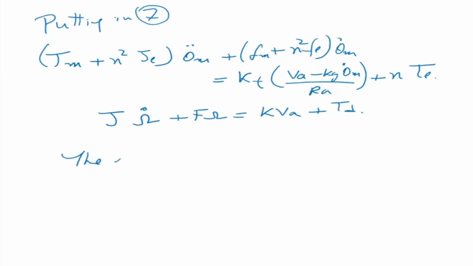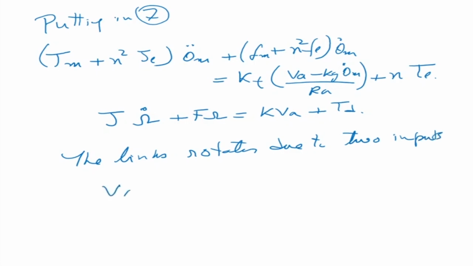So the link rotates due to two inputs. What are the two inputs? One input is the voltage that you're giving to the motor. What is the other input? The other input is TD, the dynamic torque. So if you give an input of voltage, the motor will rotate, the link rotates. If I give a dynamic torque as a disturbance to the link, it is also going to make it rotate. But it is interesting to note that the dynamics can be expressed as a first order differential equation.